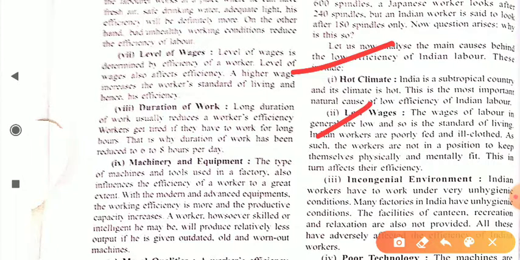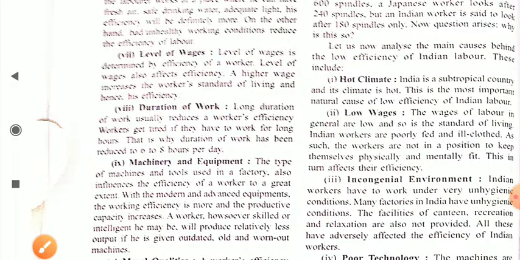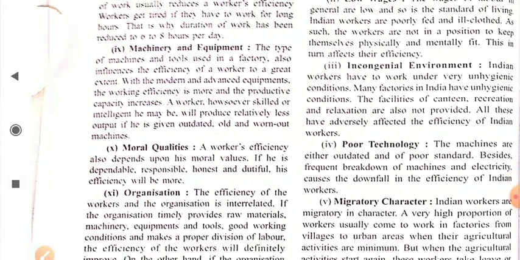Next is low wages. If we talk about the wages of general labor, the wage is too low. That's why the standard of living of Indian workers is poor, they are ill treated and ill fed, so their productivity is low as compared to the workers in foreign countries.